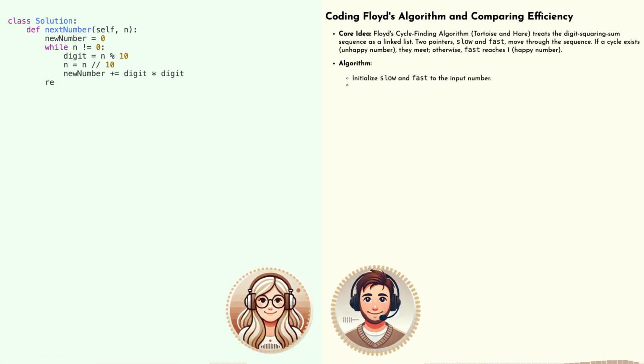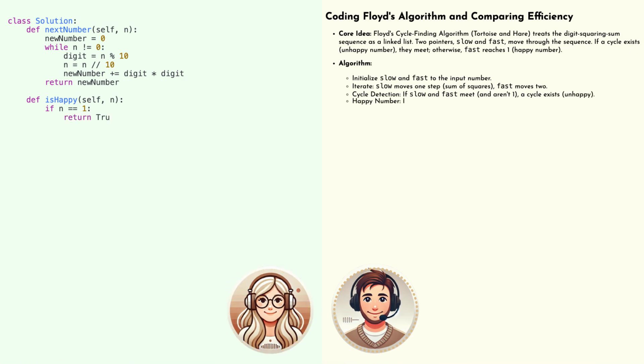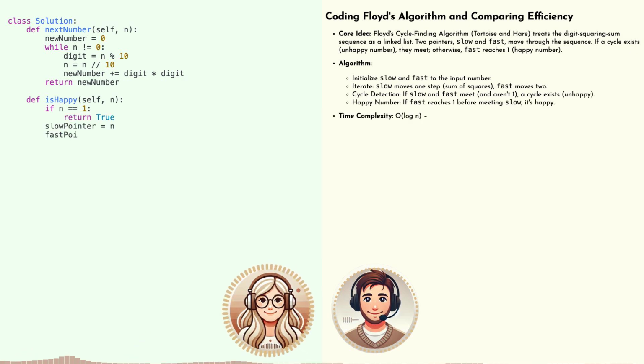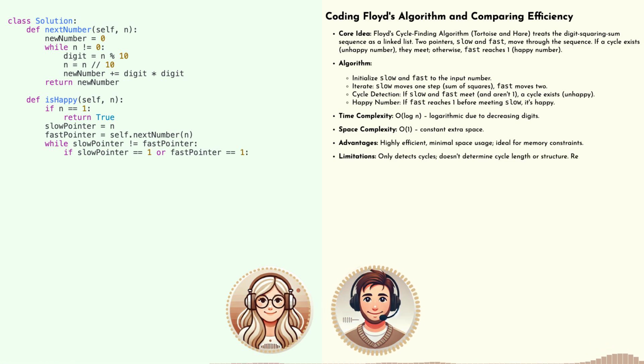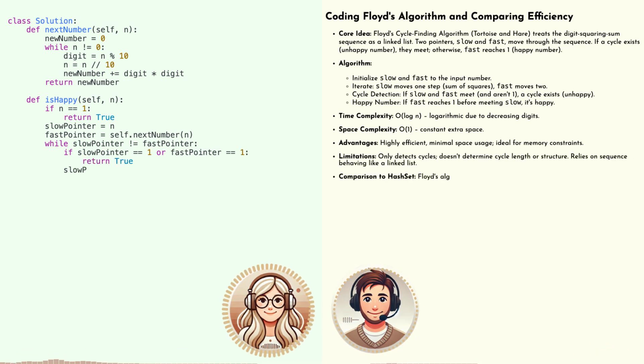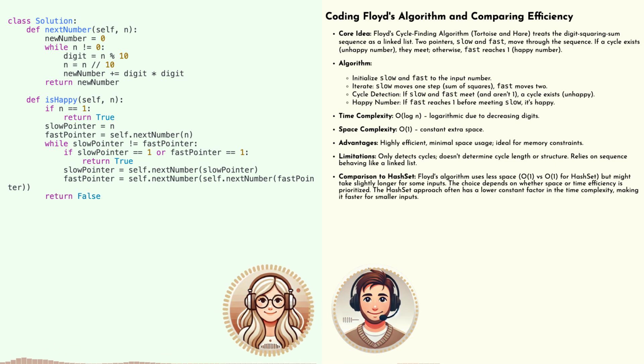Absolutely. You got me hooked with that analogy. Bring on the tortoises and hares. All right, so picture this. Our main function isHappy is still there, but instead of a hash set, now we've got two integer variables. We'll call them slow and fast. Our racing duo. Right. And remember our helper function from before, getNextNumber, to calculate the next number in the sequence. Yep, got it. What do we do with our tortoise and hare? We start them both off at the same spot, equal to our input number.